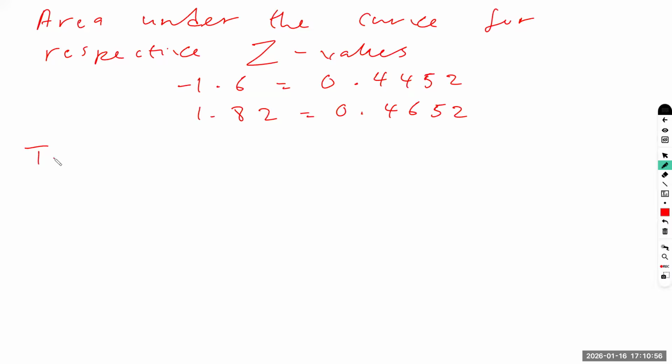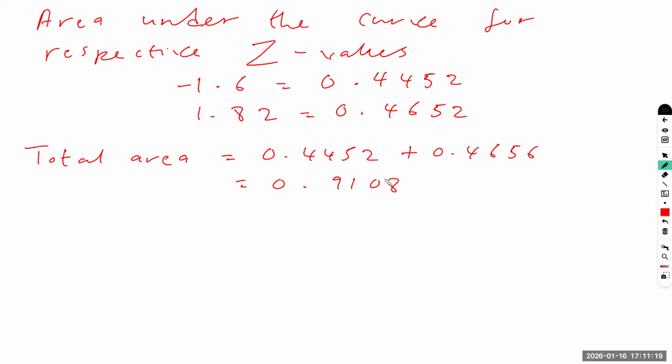Now listen. This is where people are saying there can be a total area. So for the total area, you are going to add the probability figures, not the raw ones. So the total area will be equal to 0.4452 plus 0.4656, which will be equal to 0.9108. The other one, the reason why we didn't add it is because it was 0, so we still get the same thing.